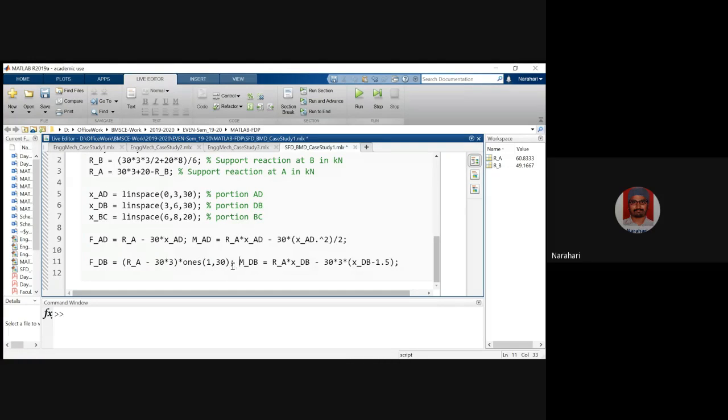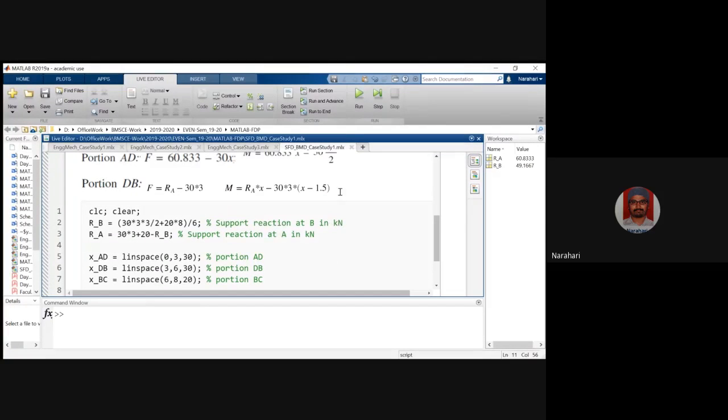Now the idea is, this is where you people have to understand. I will just remove this one for the time being. I will show you what happens if I don't do that, whatever I removed now. Okay, and that is the force and moment.